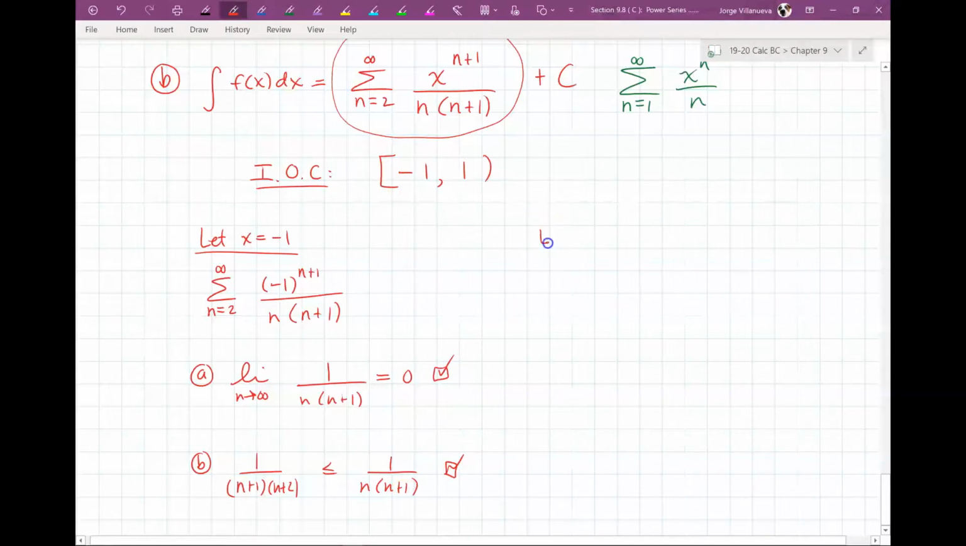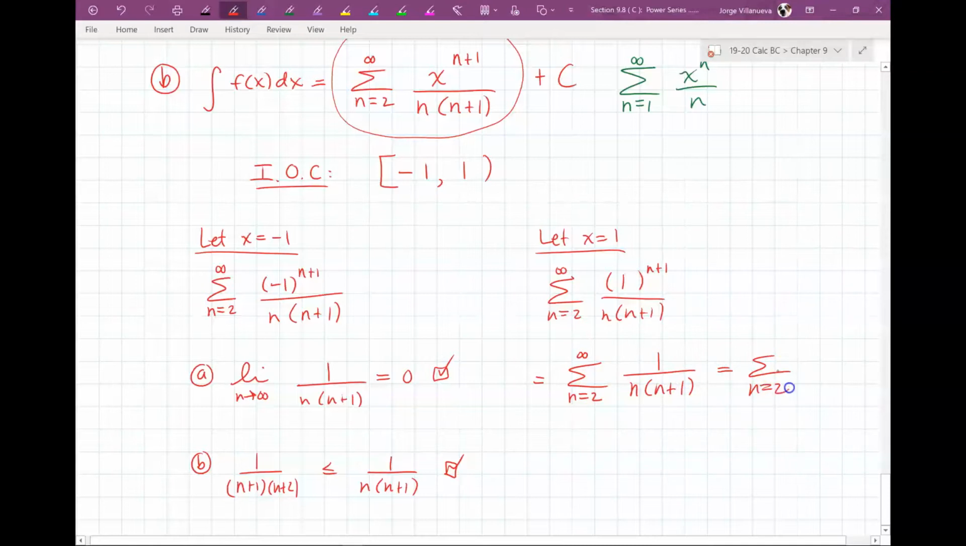Now let's check 1. Okay, so the sum as n goes from 2 to infinity of 1 to the n plus 1 over n times n plus 1. Notice this is not alternating. This is basically this function right here. Now, if it helps, let me write it like this. How do I test this one?